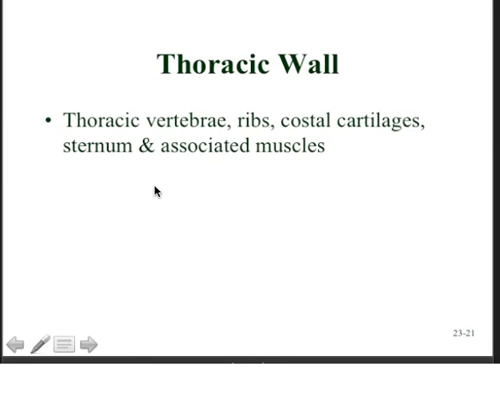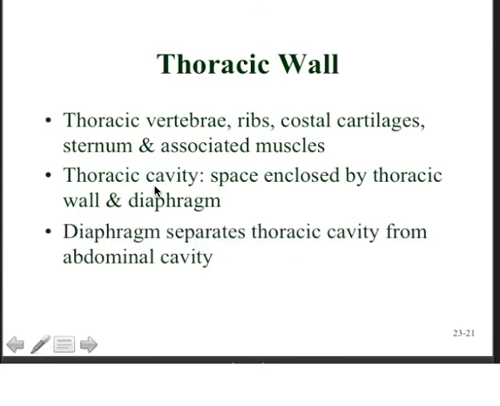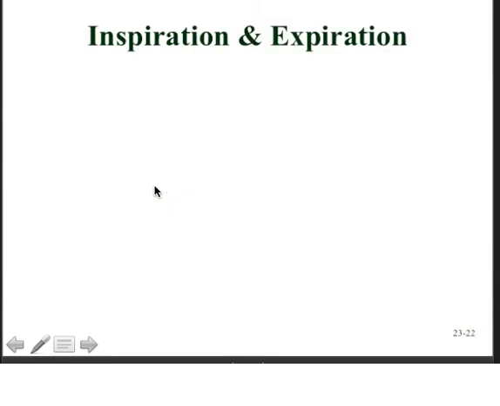Okay, let's talk a little bit about the thoracic wall. The thoracic vertebrae, the ribs and the costal cartilage and the sternum and associated muscles make up the wall. The cavity is a space that's enclosed by the thoracic wall and diaphragm, which separates the thoracic from the abdominal cavity. We have to appreciate the fact that the thoracic cavity is a closed gas-filled chamber, and hopefully it stays that way throughout your entire life, because if you were to perforate that chamber, then air would rush into it and your lungs would collapse in a condition known as pneumothorax.